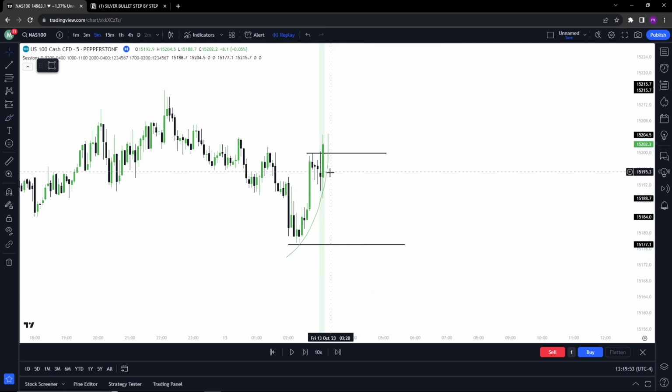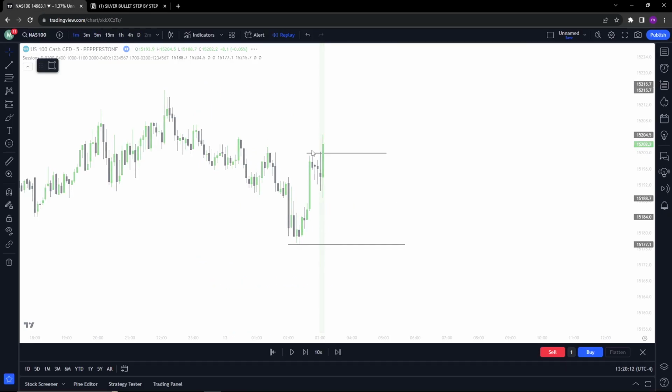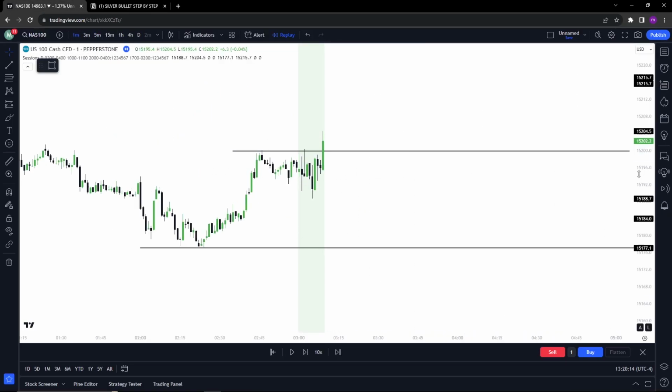Now, our next step that we look for in the Silver Bullet, we have our liquidity, we've marked our liquidity before the timing. We've had our liquidity sweep. The next thing that we want to look for is a market structure shift with displacement. Okay, that's the next thing we look for. I'm going to untick this for now until we find it.